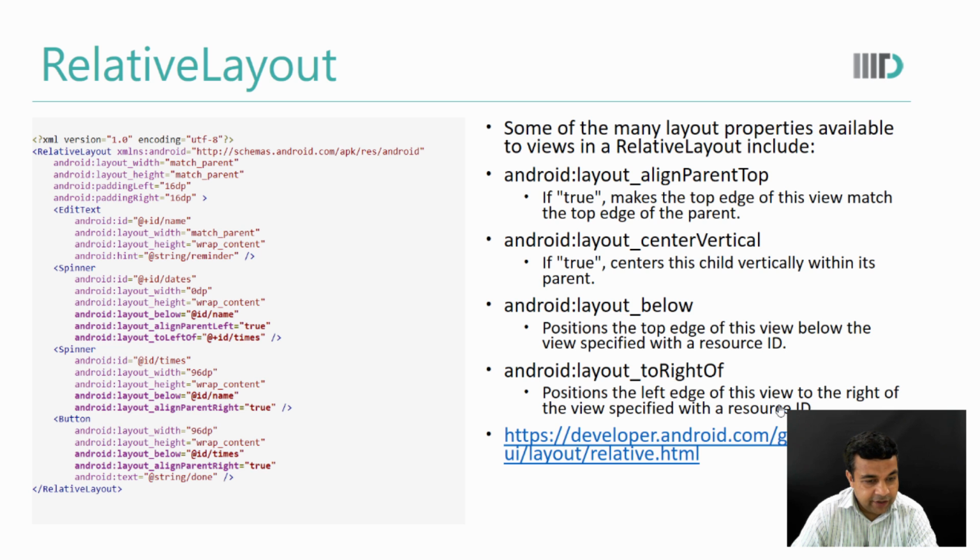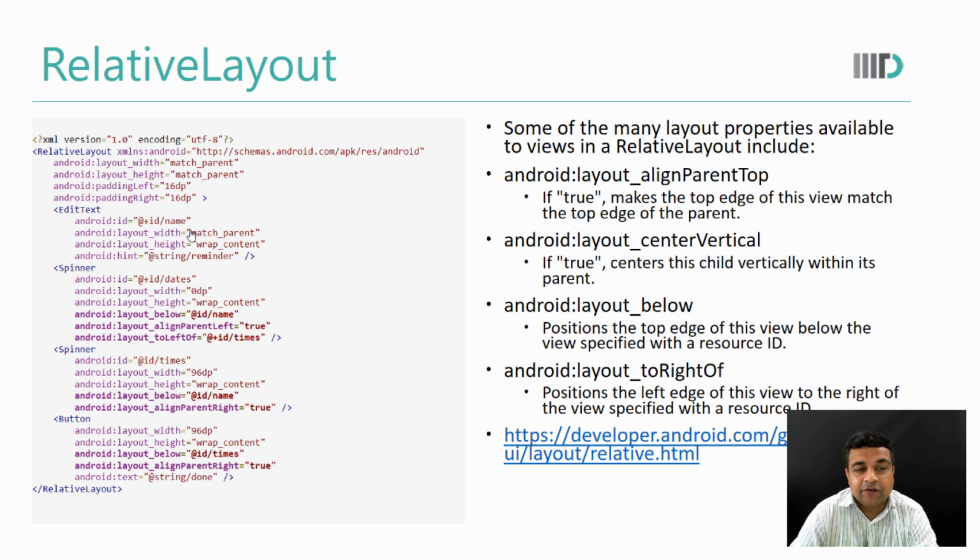Now, what is the resource ID that we are referring to? As you see, for this element I have given a resource ID of @id/times. And then in the button, I am describing that it is layout_below to whom? @id/times, which means that this button will be below the spinner. So that's how we define elements in a relative layout.